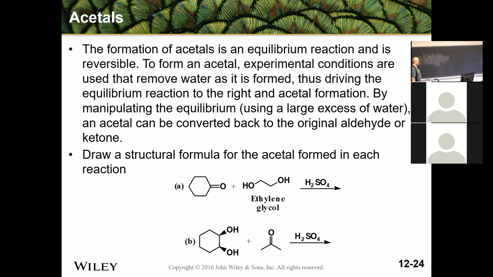Okay, if we draw the two molecules in this arrangement, okay, we're removing water. Take out an O and two H's like this. Right, and this is the acetal that we would get. Okay, in this case, it's a cyclic acetal. Okay, two ethers on the same carbon.